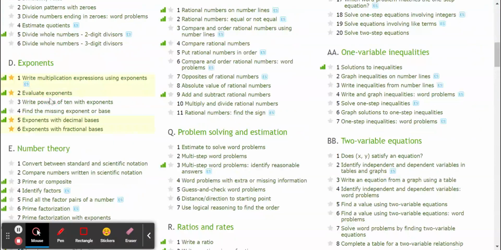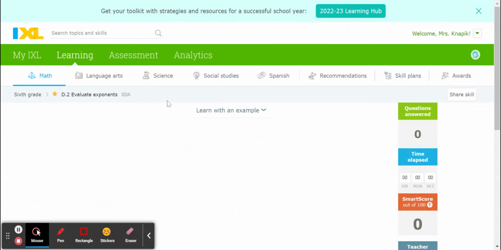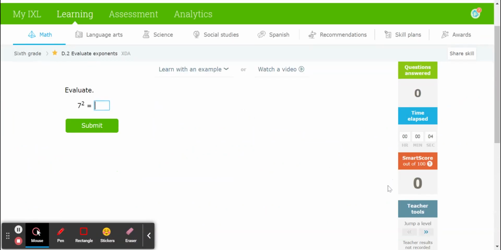D2, evaluate exponents. So this is a little different than before. When we're evaluating exponents, when we evaluate anything in general, is where we answer our question. So evaluate means to answer our question. So we have 7 to the second power. This is not 7 times 2.